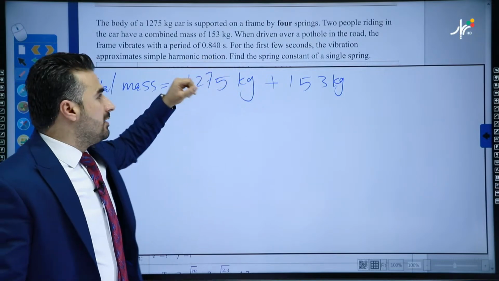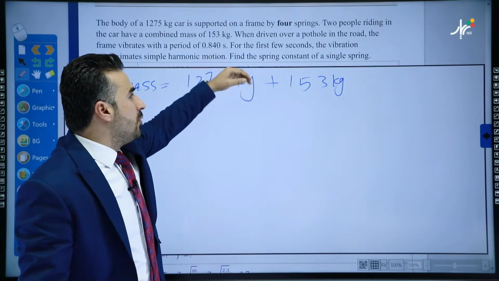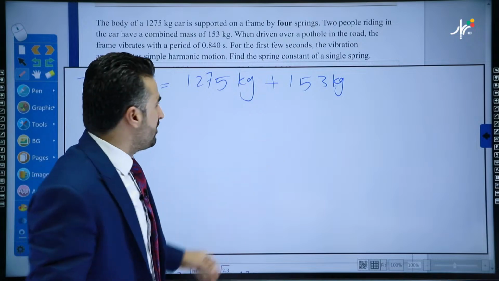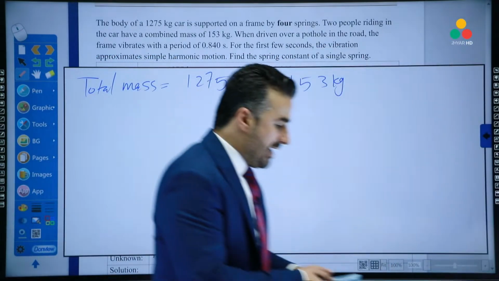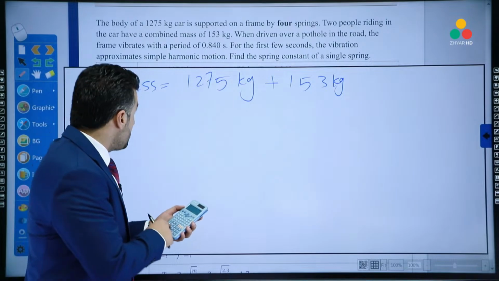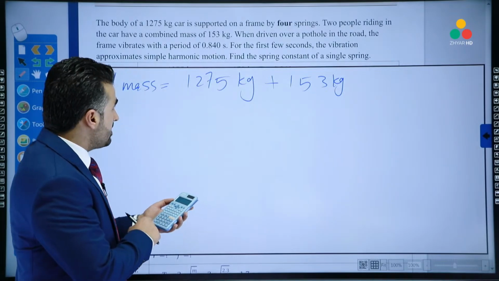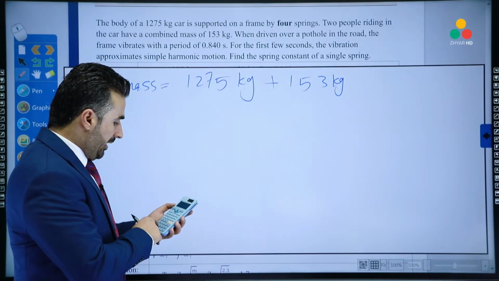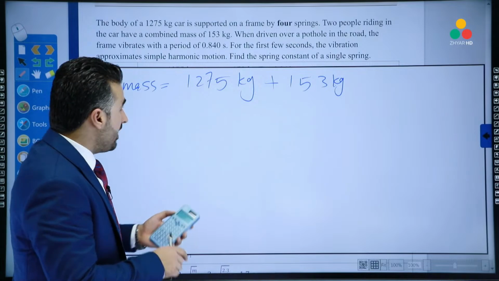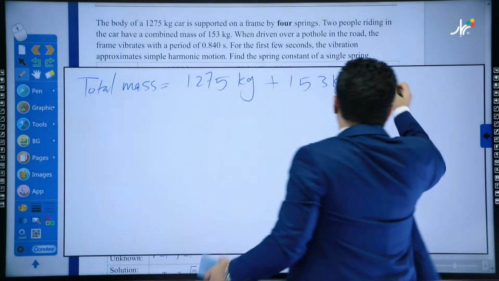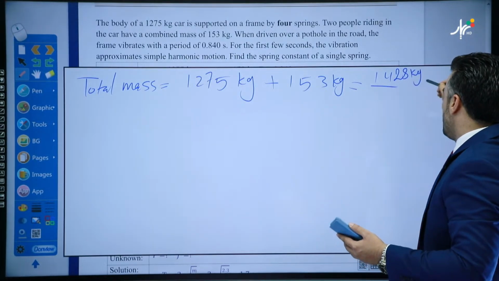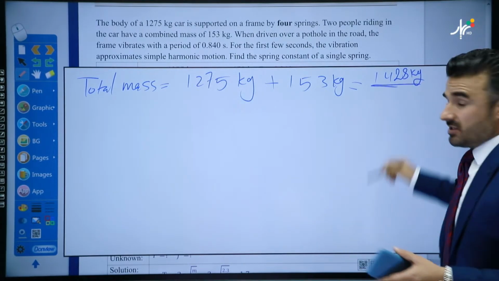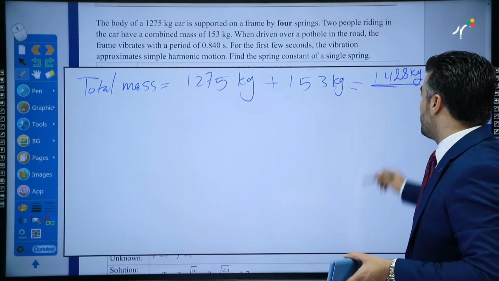Now remember, this load would be on 4 springs. So let's find out what would be the total mass in this case. The total mass is 1,275 plus 153. So the answer is 1,428 kilograms. All right, but remember, this mass is basically applied on 4 springs.